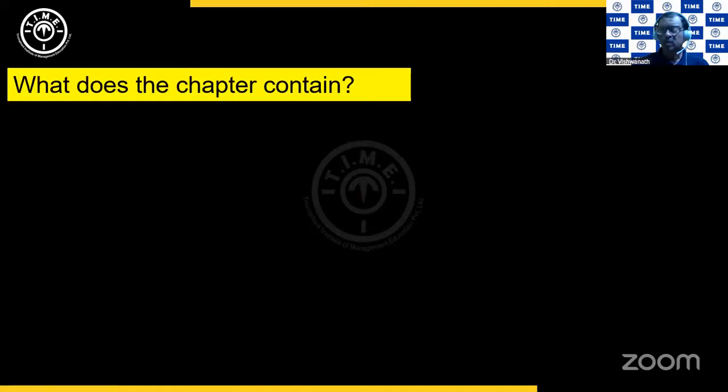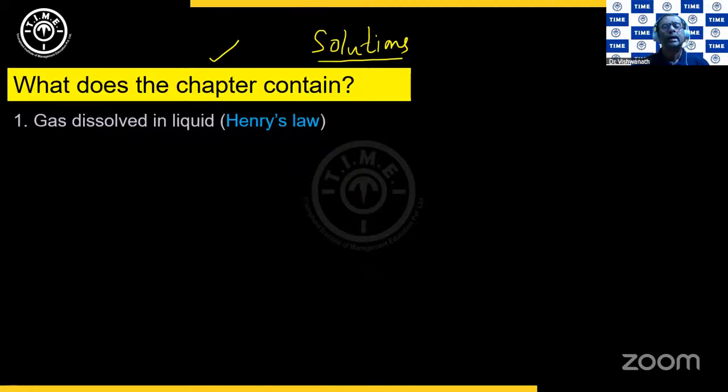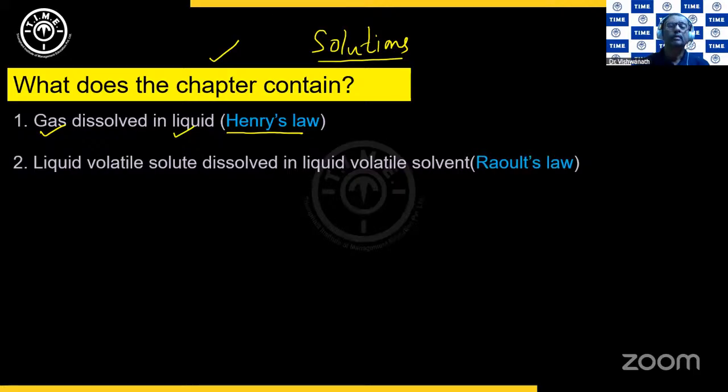Now, which is what we started with, what does this chapter contain? This chapter is solutions, and you know that solutions forms part of your 12th chemistry, under physical chemistry. What does this contain? The first thing is the discussion of a gas dissolved in liquid, which is governed by Henry's law. Next, we have a liquid volatile solute dissolved in a liquid volatile solvent, and this is governed by Raoult's law.